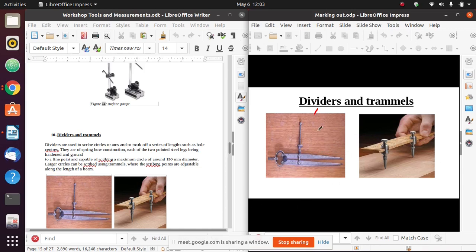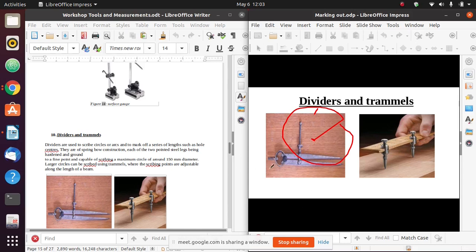So if I have a point datum, for example, this is my point, then I can place one leg at that point, and using the other leg, I can draw a circle or an arc. So I can use a divider to do that.